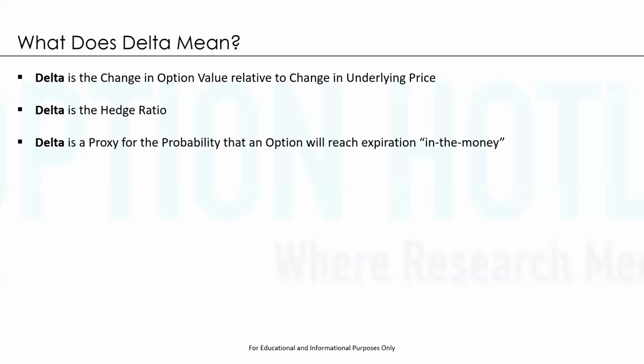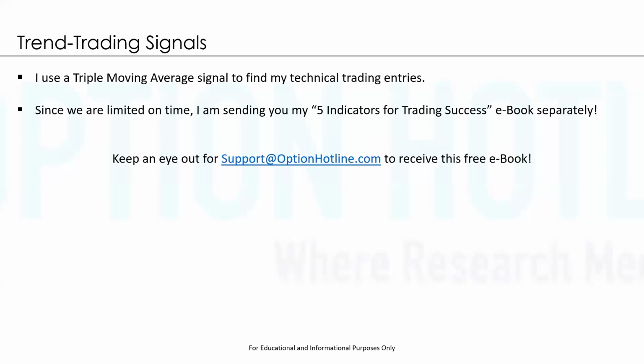Now, the way that I tend to find that probability is by going through my trend trading signals. I don't want to spend too much time on that today because I still have some stuff to talk about with delta. So I'm going to send you my 5 Indicators for Trading Success ebook separately. This walks you through the indicators that I use on a technical basis to find my trending trades. So that's just my signals. It's free. It's coming from supportedoptionhotline.com. It should be in your inbox tomorrow. That's going to give you the way that I look for a technical signal. I could do a whole webinar, or probably 5 webinars, on these indicators just to walk you through it, but instead I'll just send that separately. So keep an eye on your inbox.